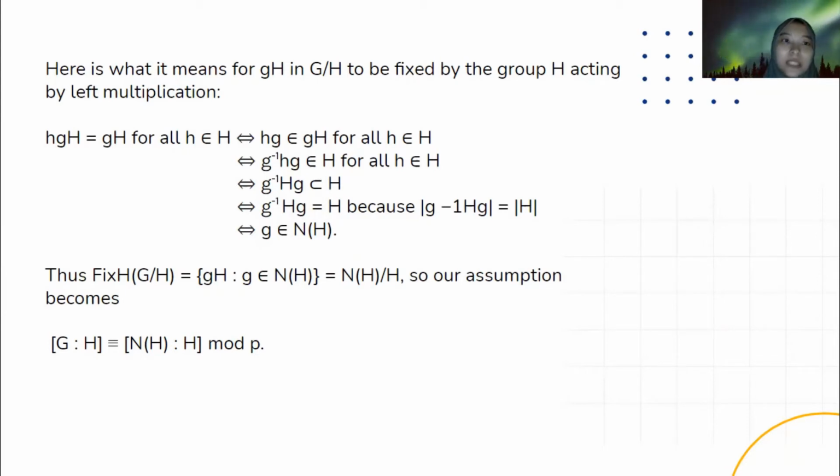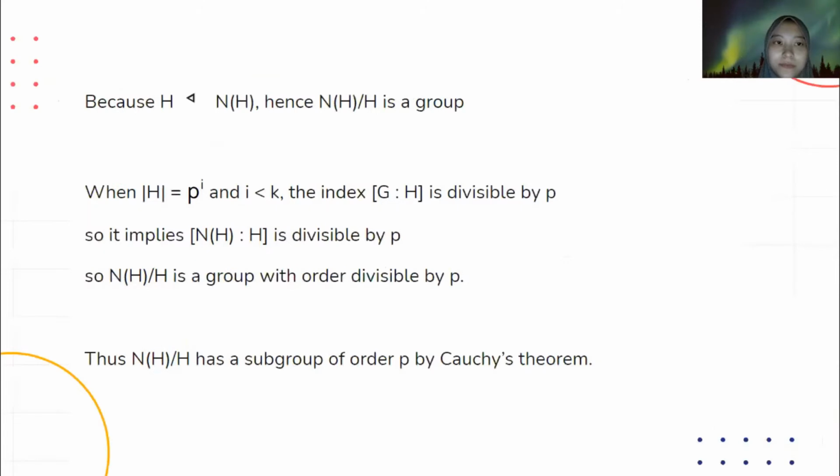hgH equal to gH for all h in H implies g inverse hg is in H for all h in H. So we can write it like this, and then we get g in N(H), where N(H) is the normalizer of H. Thus, the fixed set is equal to the set of gH with g in N(H), and we can get N(H) over H. So our assumption becomes the index of H in G is congruent to the order of N(H) over H mod P. Because H is a normal subgroup of N(H), hence N(H) over H is a group.